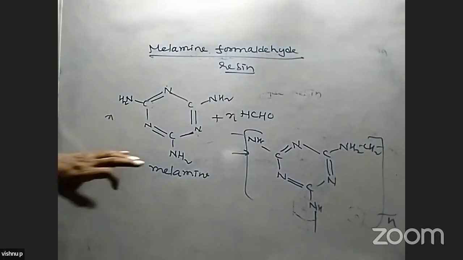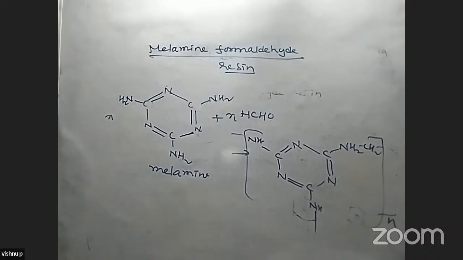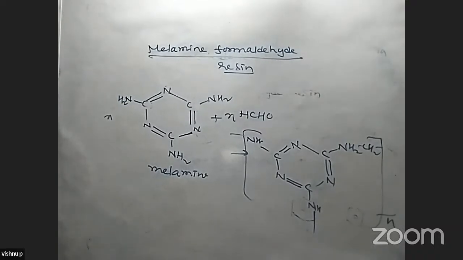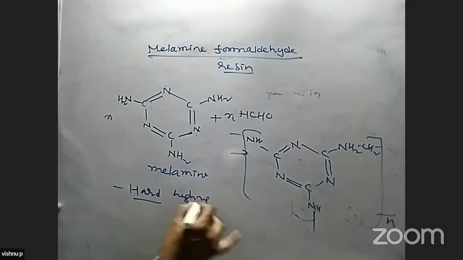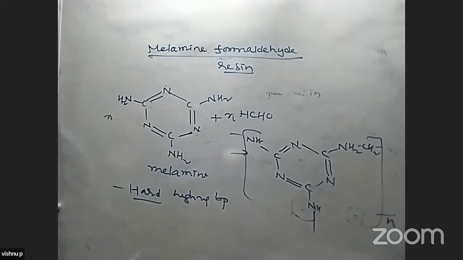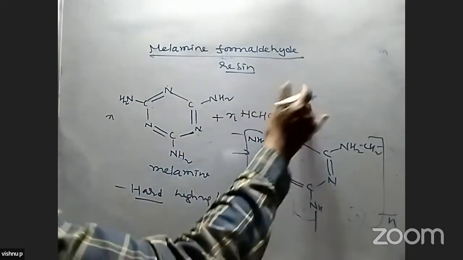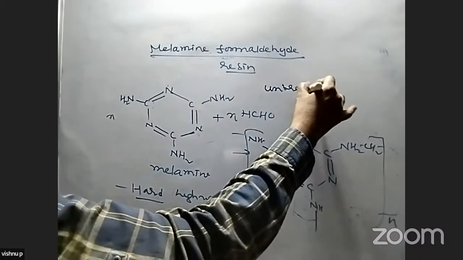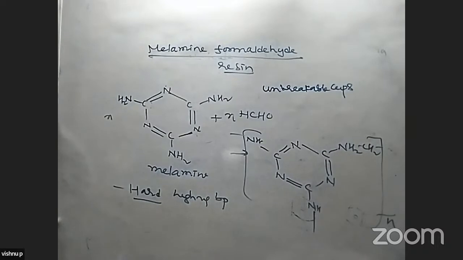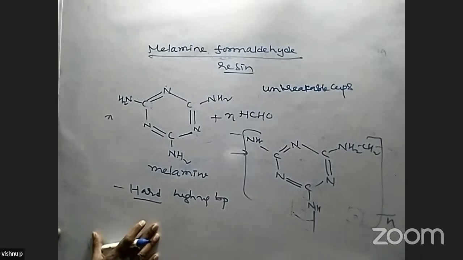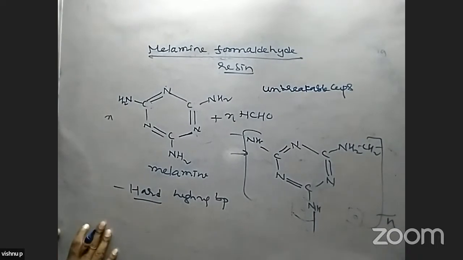Here also it is attached with one more group, and here also. So it is called three-dimensional polymerization. And what is the nature of this? It is a hard polymer, and again it shows high melting and boiling points. What is the use of this? The main use is unbreakable cups or crockery. Plates and cups also. Okay, so this is the important use of melamine formaldehyde resin.